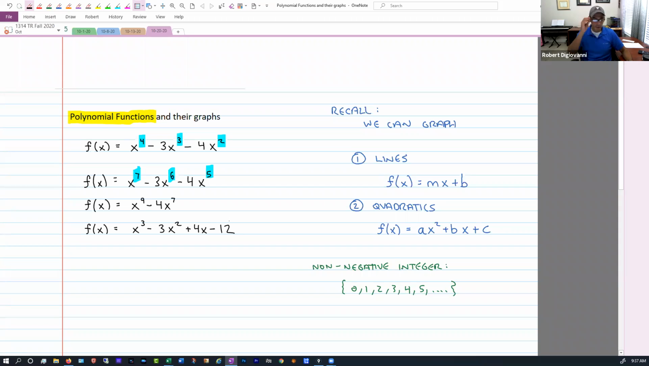That would be a polynomial function. That has 4 terms. So basically a polynomial is just a bunch of terms with x's raised to non-negative integer powers. So there's so many different kinds that we can have. Now let me ask a question here.